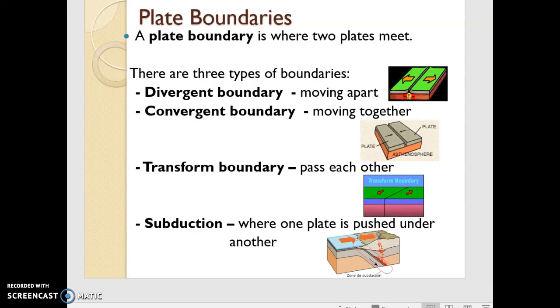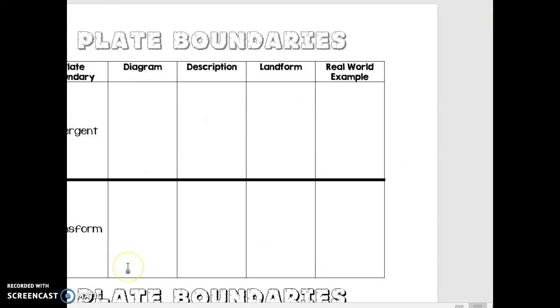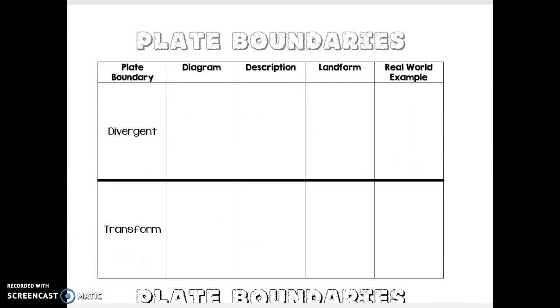Okay guys, so today we're going to be talking about plate boundaries, and I want you, as I'm going through this, to fill out your little half sheet of paper that you have. It looks like this-ish, like that.